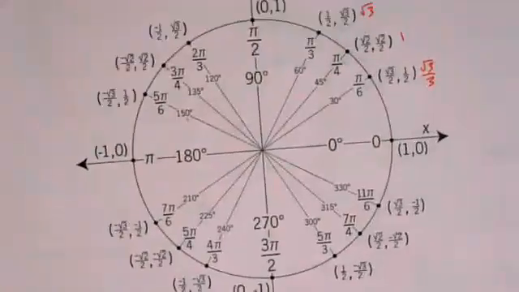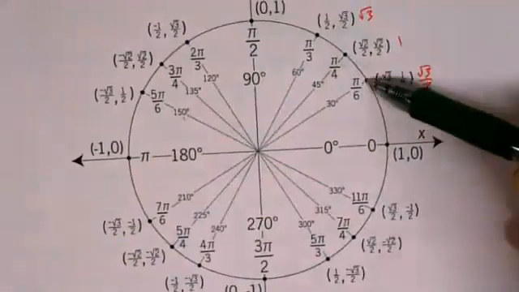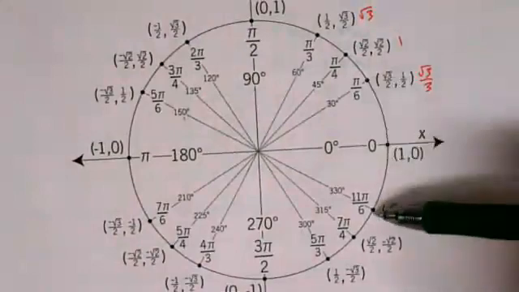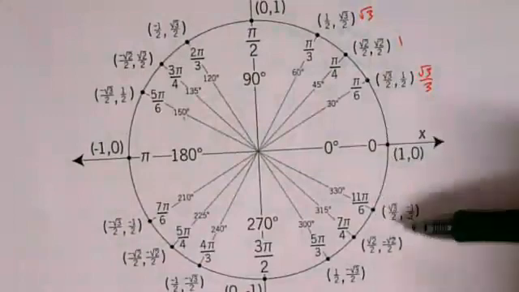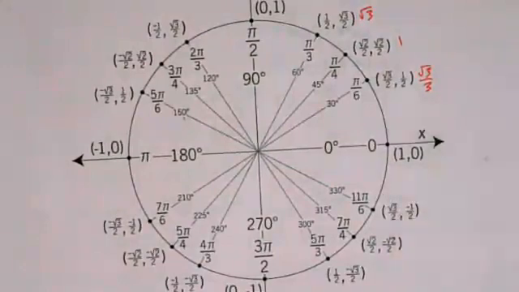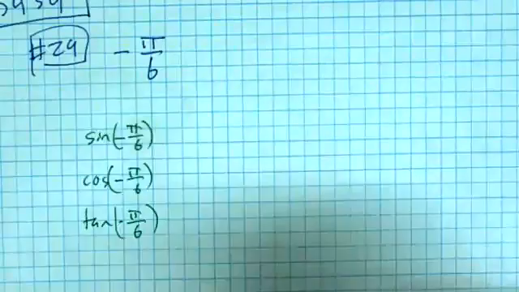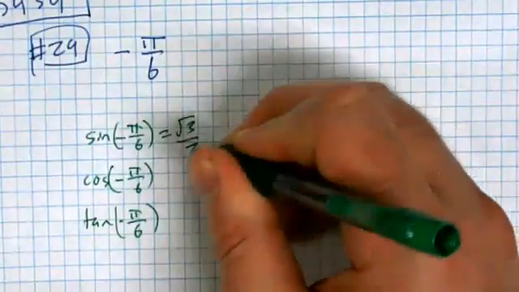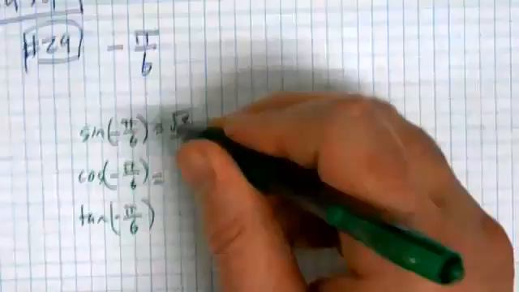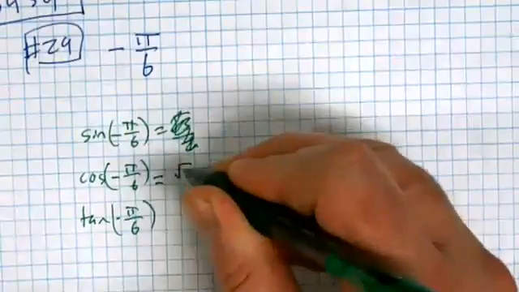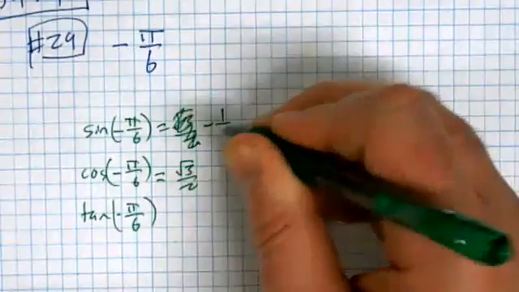If I'm looking at my unit circle, I know that positive pi over 6 is right here. So negative pi over 6 would be the same angle, but in the opposite direction. It'd be right here. Here's my cosine and there's my sine. The cosine of negative pi over 6 is radical 3 over 2. The sine of negative pi over 6 is negative 1/2. Oh, I got that backwards. The cosine was radical 3 over 2 and the sine was negative 1/2.